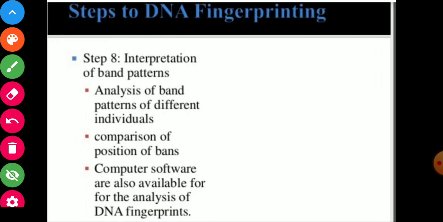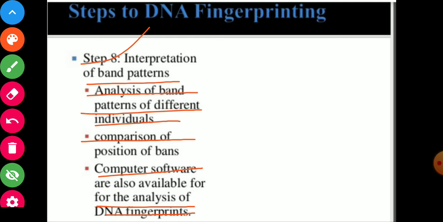Then the interpretation of the band pattern. Then the analysis of the band pattern of different individuals is done, and a comparison of these individuals is made. Computer software is also available for the analysis of DNA fingerprints. So the comparison is done here of two or three individuals' DNA, and the pattern is analyzed. So analysis is done on the basis of the pattern.